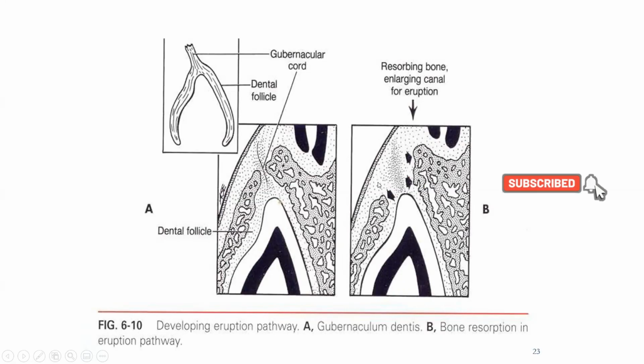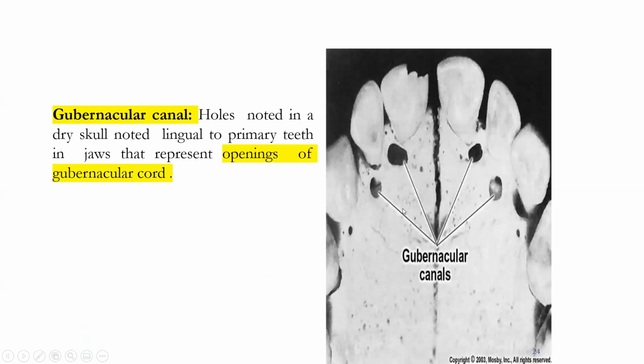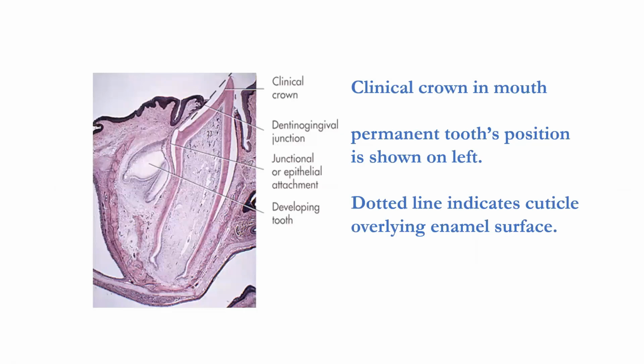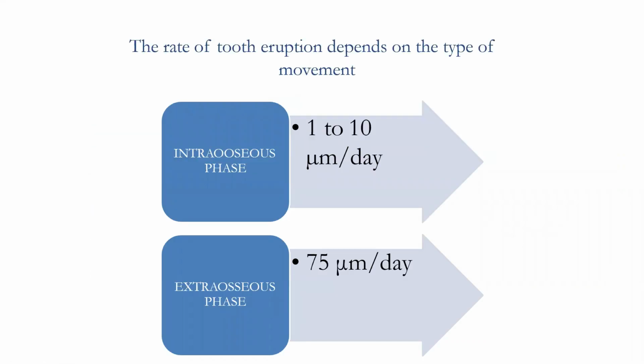So eventually there is a resorption of the bone and the connective tissue around the erupting tooth, and that forms the gubernacular canal. So in the skull, you will see these gubernacular canals as holes which are present lingual to the anterior teeth. These are nothing but the openings of the gubernacular cord. This is a histological picture showing a clinical crown. This is a permanent tooth germ, and this dotted line is nothing but the enamel cuticle, which disappears after some time, after the eruption of the tooth.